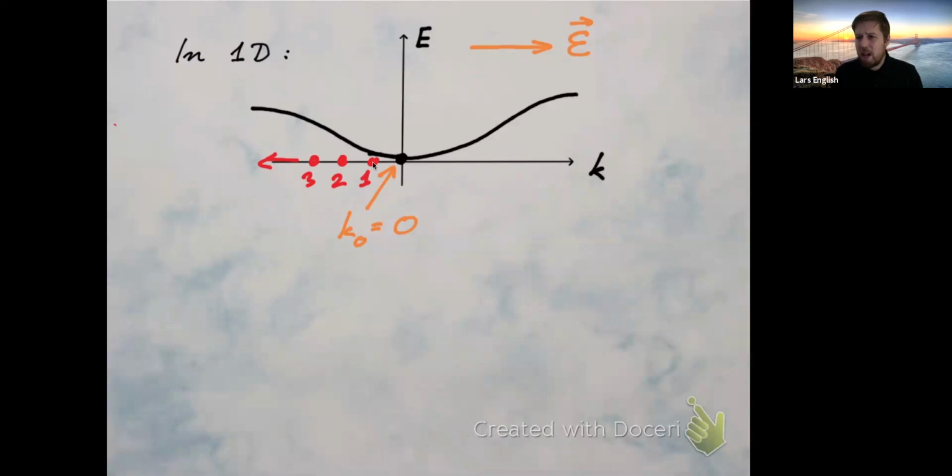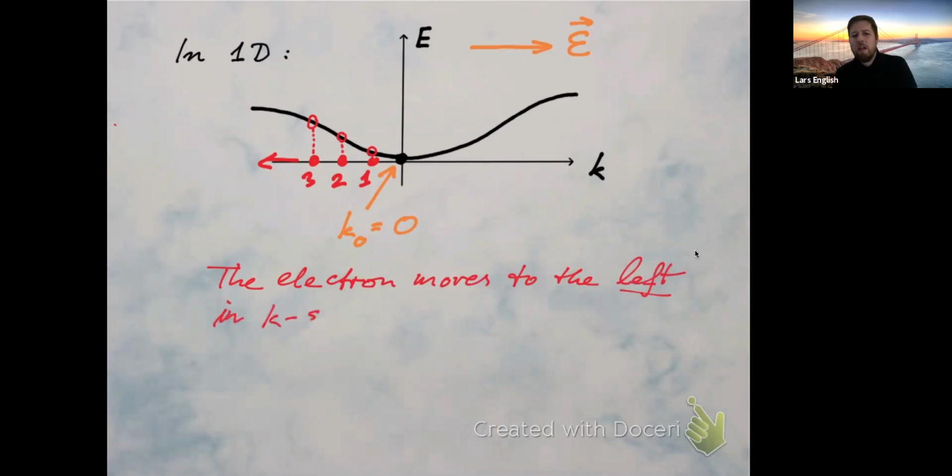Some time has elapsed, delta t. Then a little more time has elapsed, another delta t. Now it's at 2, another delta t. Now it's at 3. So it's marching steadily to the left. The electron moves to the left in k space, or in reciprocal space.